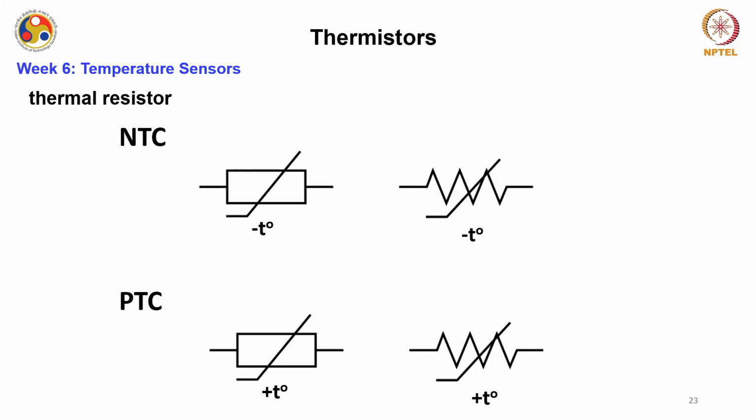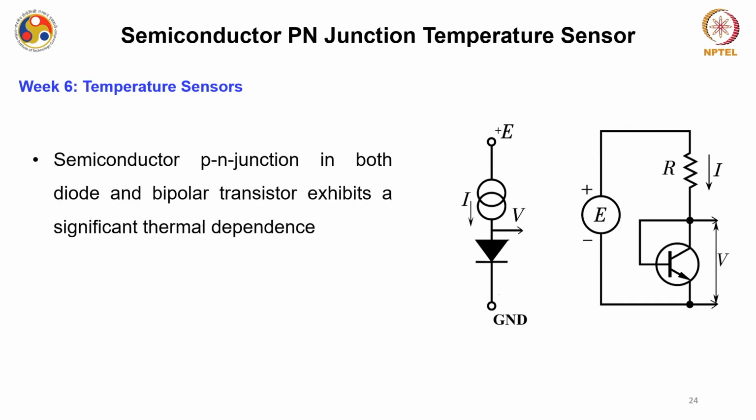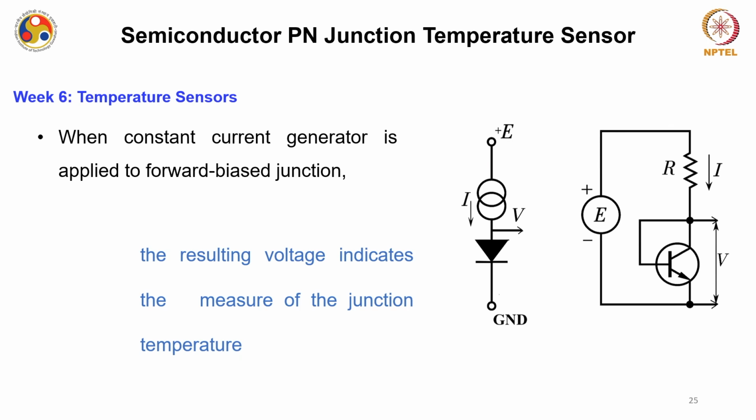Okay. Then we talked in detail about all these devices, including thermistors, which are again of various types like NTC and PTC devices. So we have seen their characteristics in detail. Okay. We have also seen a semiconductor PN junction based temperature sensor, where we discussed that for a diode or a bipolar transistor, you can use the PN junction in it as a temperature sensor. Okay. So when a constant current generator is applied to a forward biased junction, the resulting voltage indicates the junction temperature, and exactly this we have utilized to develop these semiconductor PN junction based devices.